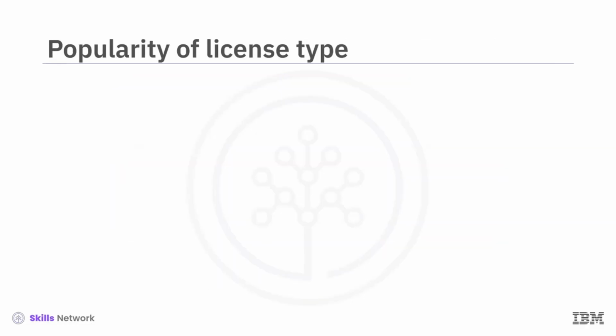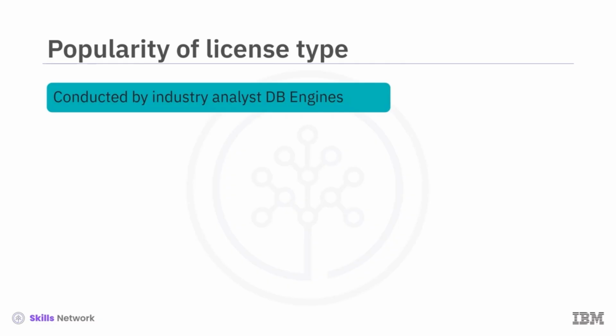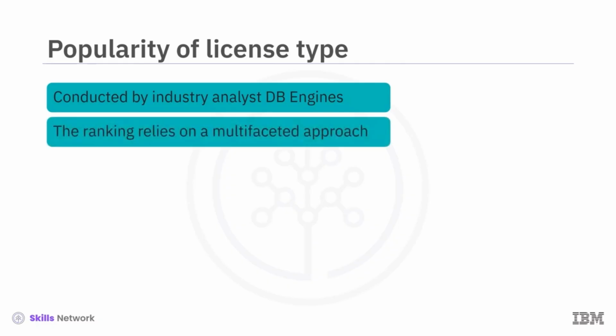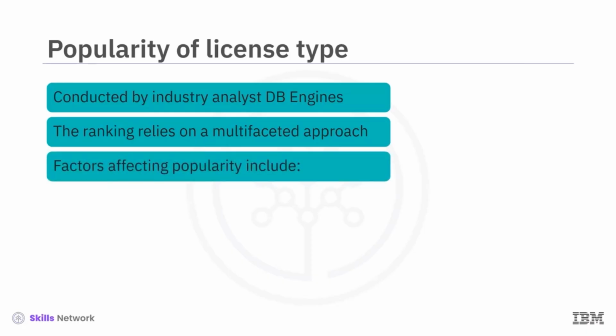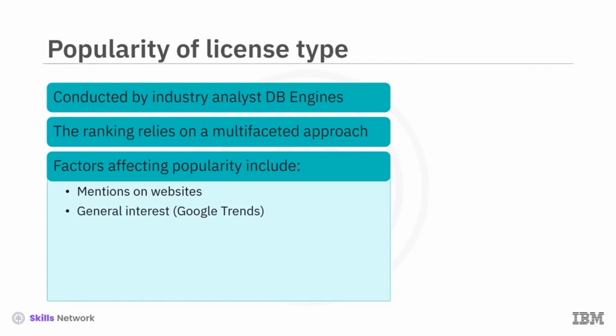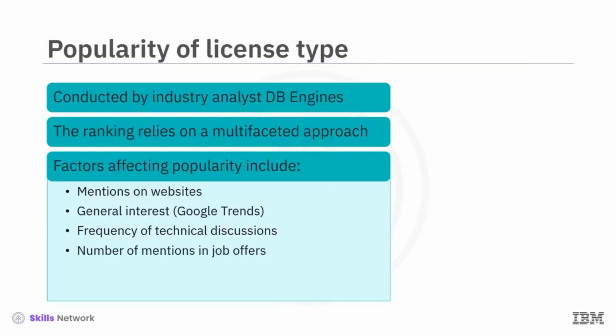Industry analyst DB Engines conducts a monthly assessment of the popularity of various database products. The DB Engines ranking, which evaluates the popularity of relational database systems, relies on a multifaceted approach. The DB Engines ranking bases its assessment on the following: mentions on websites such as Google and Bing, general interest, Google Trends, occurrence of technical discussions on platforms such as Stack Overflow and DBA Stack Exchange, number of times mentioned in job postings on Indeed and Simply Hired platforms, mentions on LinkedIn profiles, other social media mentions.